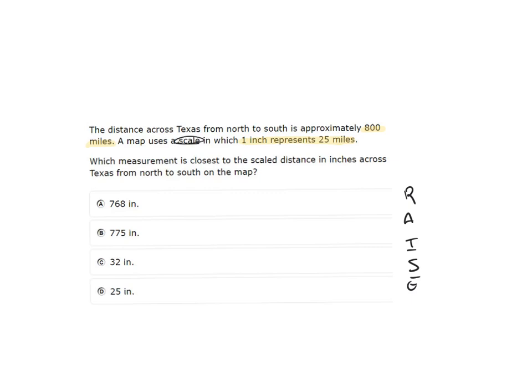Which measurement is closest to the scale distance in inches across Texas from north to south on the map? So I'm going to underline which measurement is closest to the scale distance across Texas. So that's what I'm really looking for, right? How far is the scale distance across Texas, and specifically on the map, right? So we know it's 800 miles in real life. We want to know how much is that on the map. All right, so we have read it. We understand what we're doing. That's the A. The A is what is this problem asking?